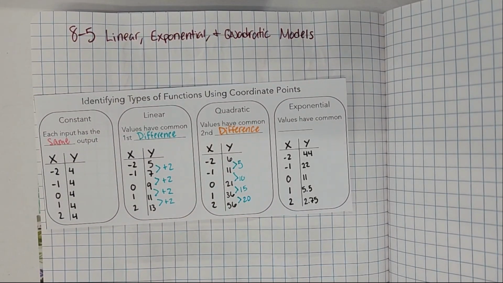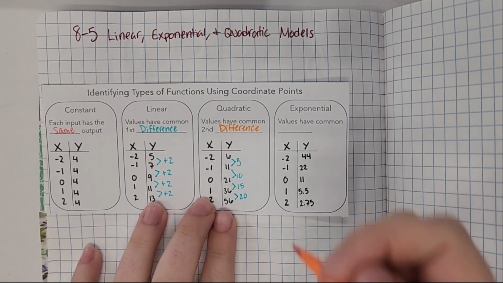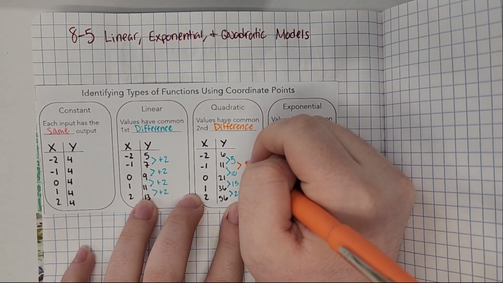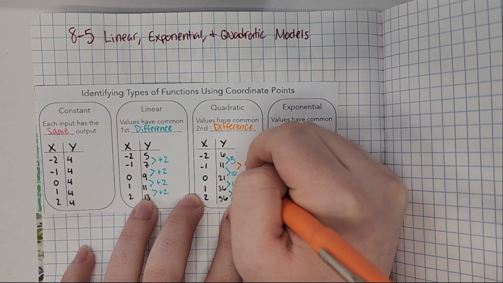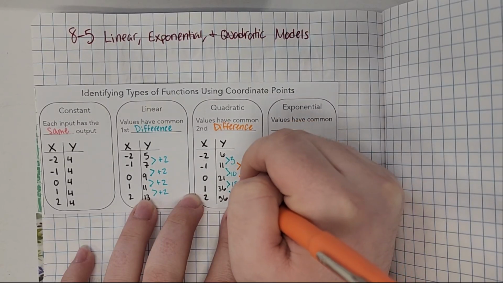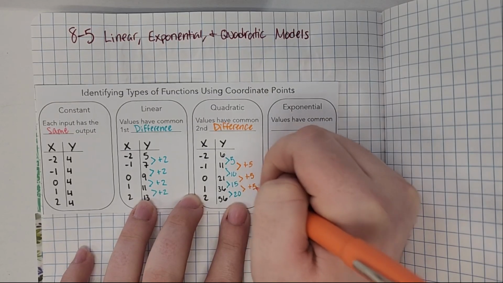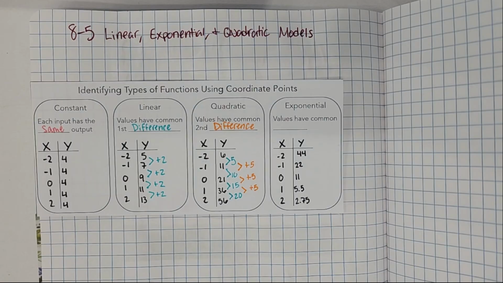So in this case, we don't have a common first difference. We see that pattern 5, 10, 15, 20. So you probably already know what that common second difference is. We're going to come through here. We have 10 minus 5, so we have a common difference of 5. 15 minus 10, common difference of 5. 20 minus 15, common difference of 5. So we have that common second difference.